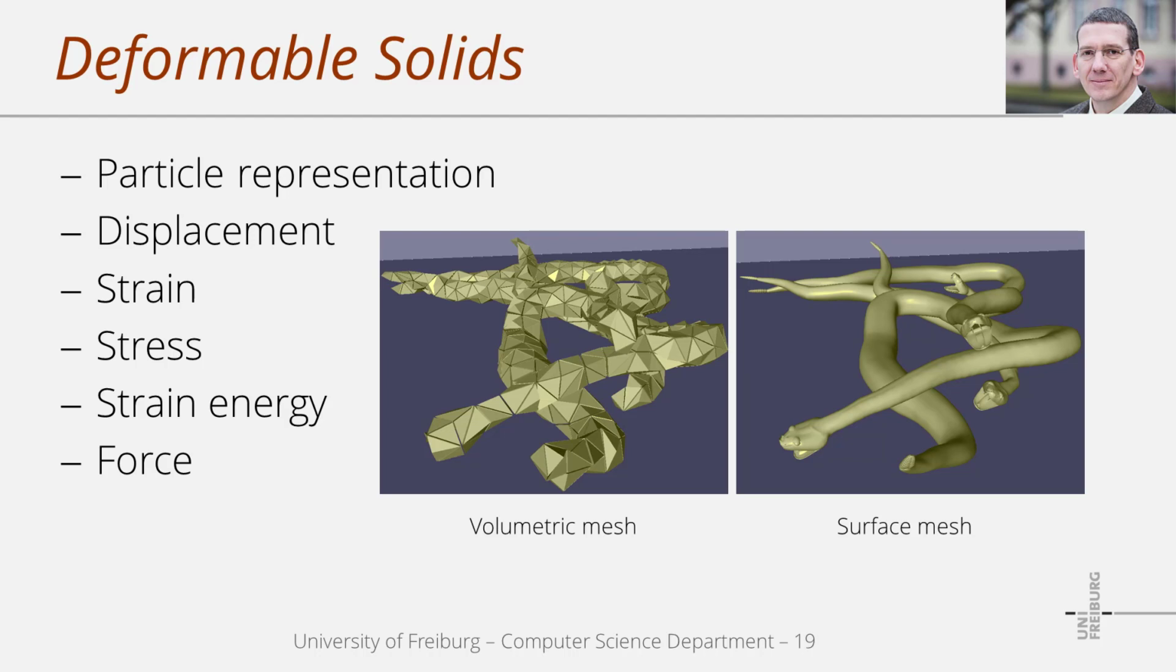And then from strain and stress, we can compute the strain energy, and finally we derive forces that try to minimize the strain energy. So if a tetrahedron is undeformed, we have no strain, no stress, zero strain energy, and no forces would be applied. If the tetrahedron is deformed, we have some strain and stress, some positive strain energy, and we would get forces that try to accelerate the corners of a tetrahedron such that the strain energy is reduced.